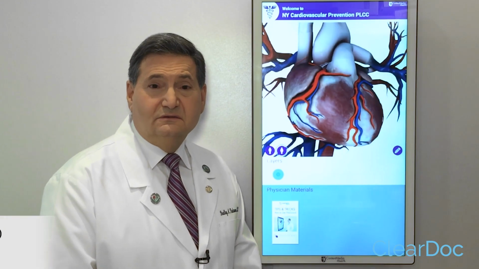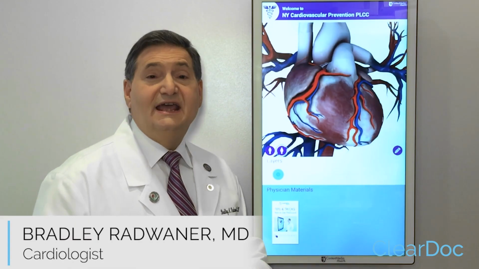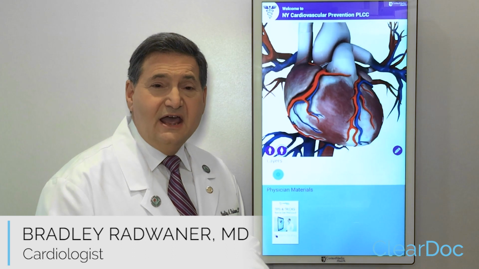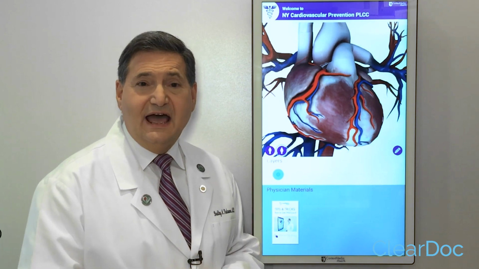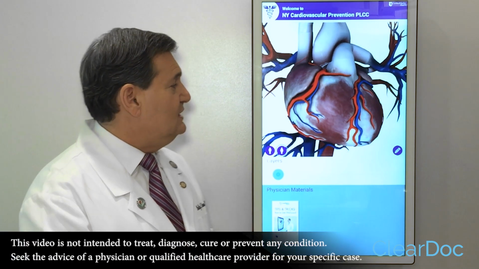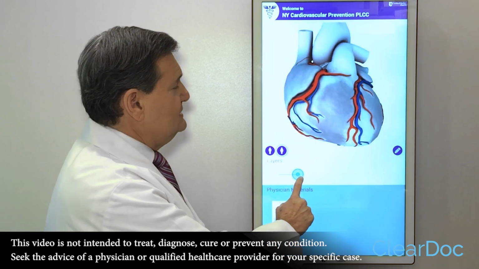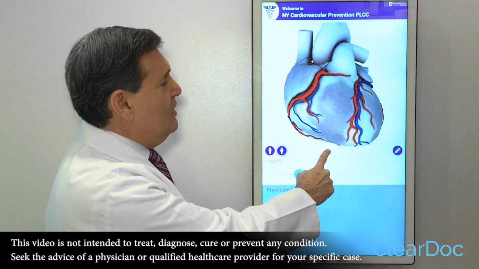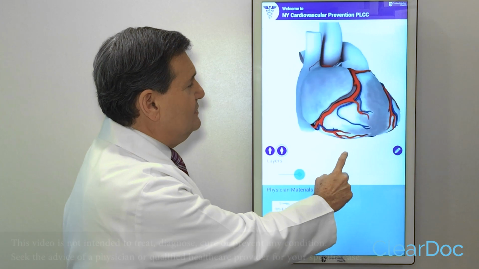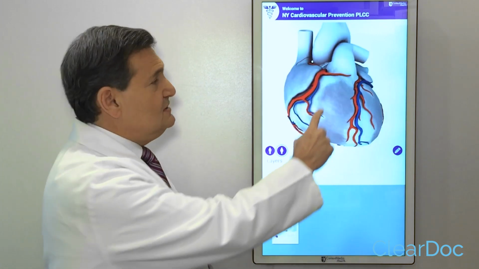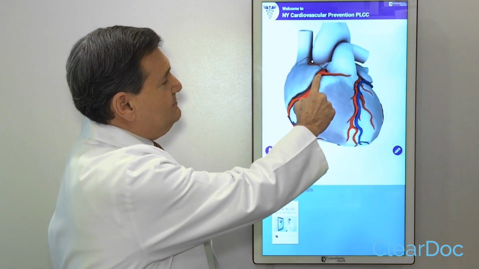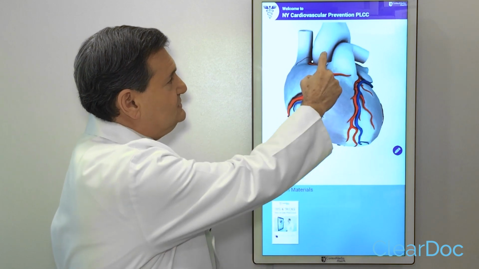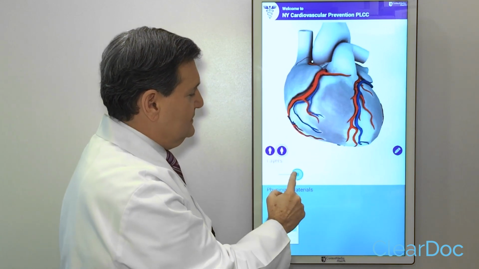What causes heart attacks? Well, our understanding of what causes heart attacks has radically changed over the last 15 years. If we look at the picture here, this is a picture of the heart showing in red the coronary arteries. The coronary arteries bring oxygen and blood down to the heart muscle from the aorta.